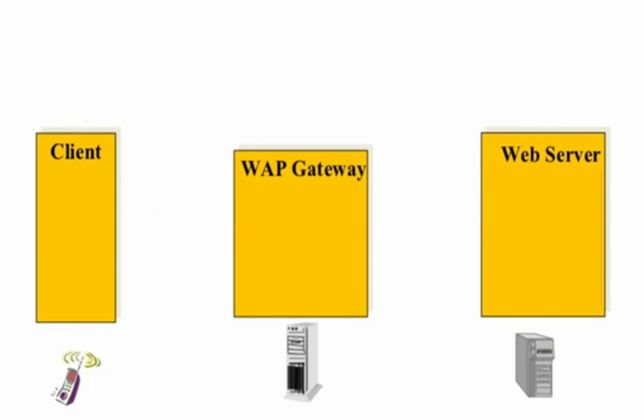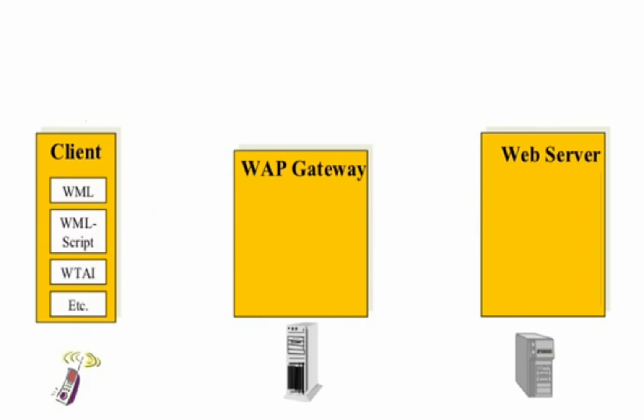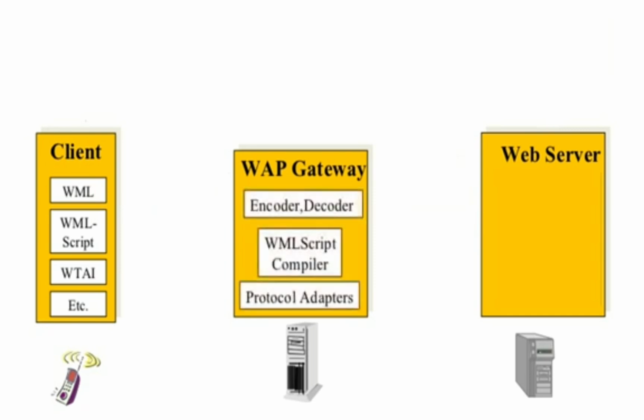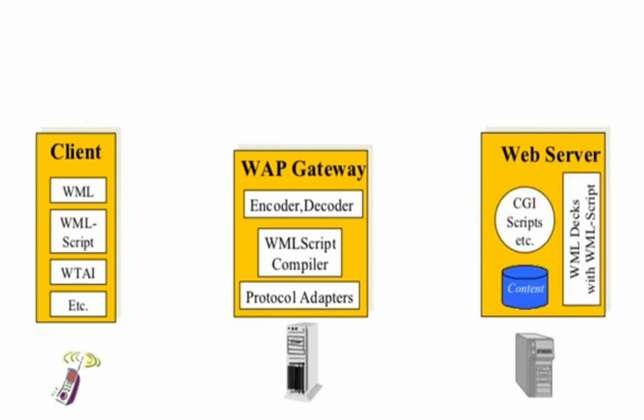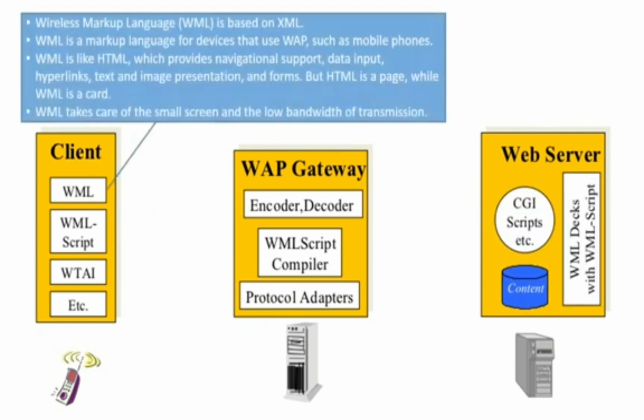So now the client has the components WML, WML script, WTAI, etc. And the web gateway has the following components: encoder, decoder, WML script compiler, protocol adapters. Finally, the web server has the following components: CGI scripts, WML text. Let us discuss. First, we are learning the client.